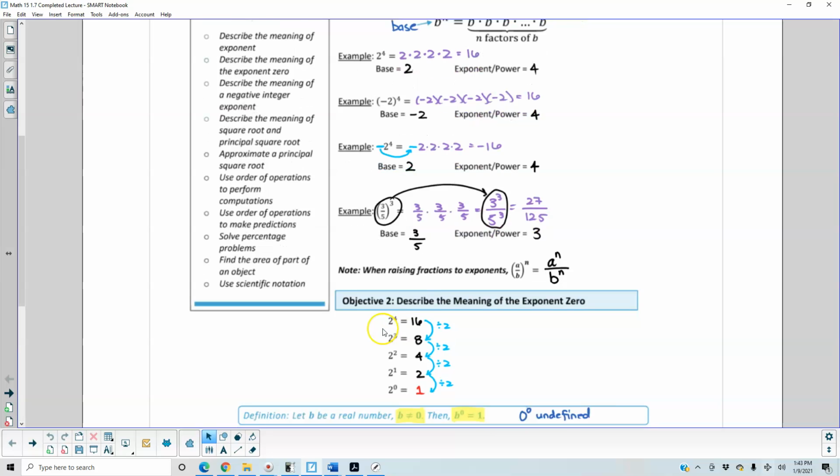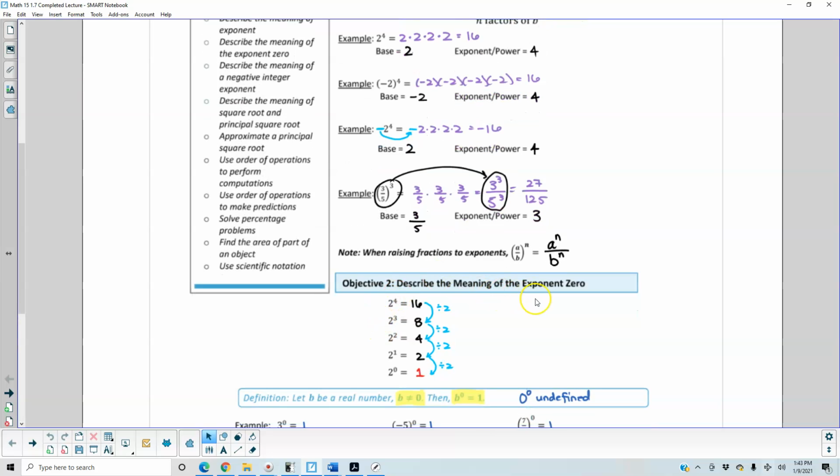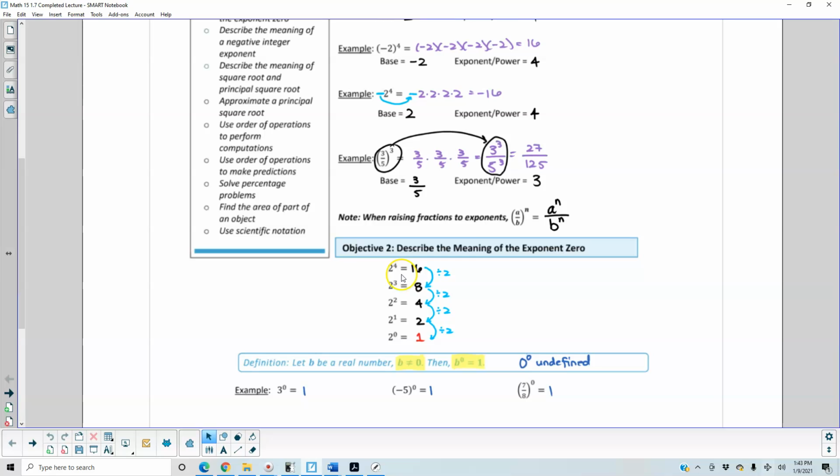The next objective. Describe the meaning of the exponent 0. 2 to the 4th power was equal to 16. 2 to the 3rd power is equal to 8. 2 to the 2nd power is equal to 4. 2 to the 1st power is equal to 2. So what's happening from these values? From 2, and then we have 2 to 0. Well, 16 divided by 2 gives you 8. 8 divided by 2 gives you 4. 4 divided by 2 gives you 2. And 2 divided by 2 gives you 1. So 2 to the 0 power is equal to 1.